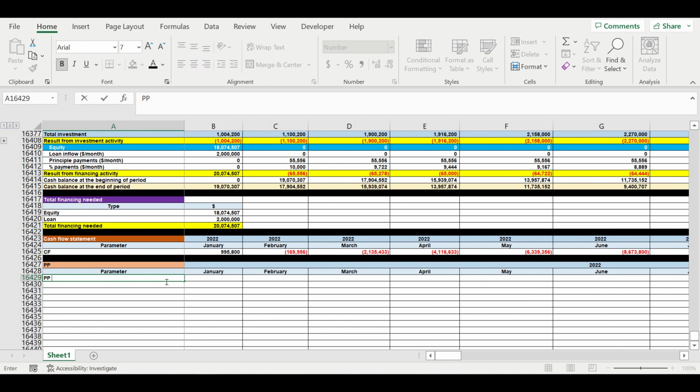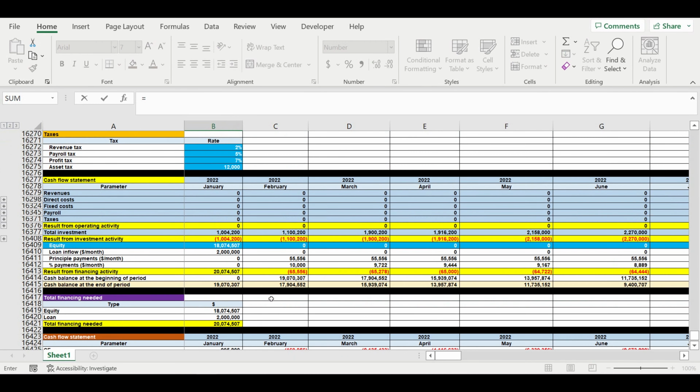So first of all, what we need to build this diagram. We are taking the result from operating activity, which is revenues minus direct expenses, minus fixed expenses, minus payroll, minus taxes. So this is the first component. Then we take plus investment activity. So these are all the expenses with minus sign during the investment stage before the revenues, before we get the first revenues.